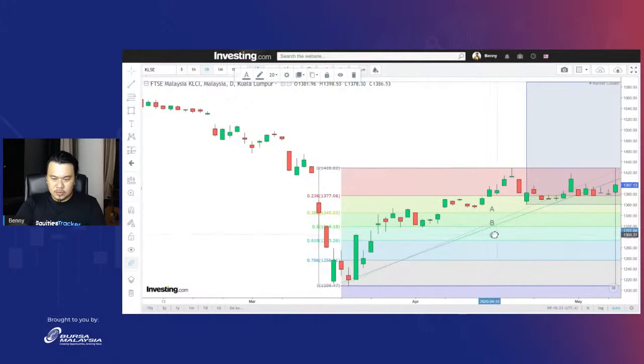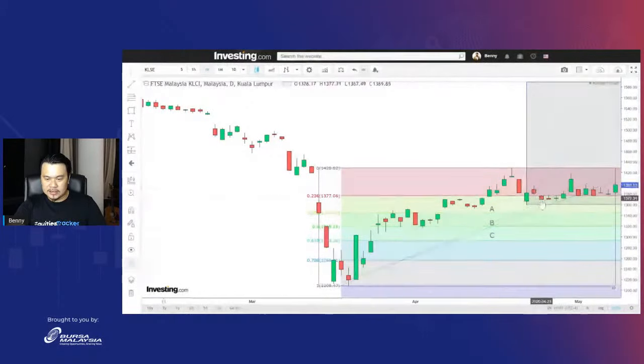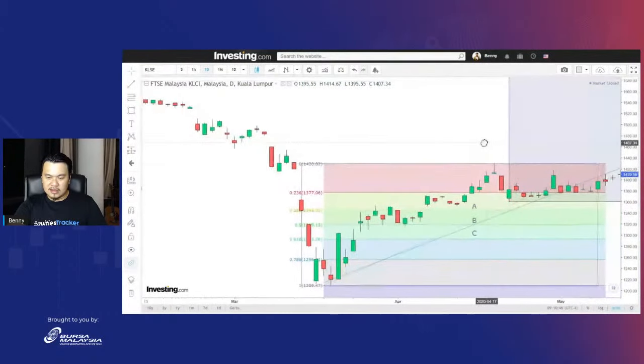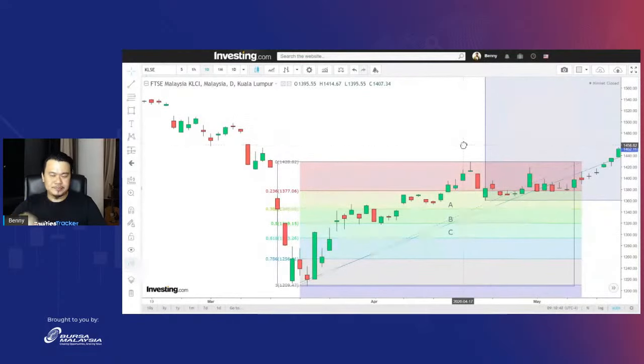So the question is which one: A, B, or C? If you look at the index, it came down, but it did not come down to A, B, or C. None of them. The price just goes sideways after pulling back here, not more than 38.2%. In fact, it just came down about 30%, went sideways, and then the trend continued to go higher.